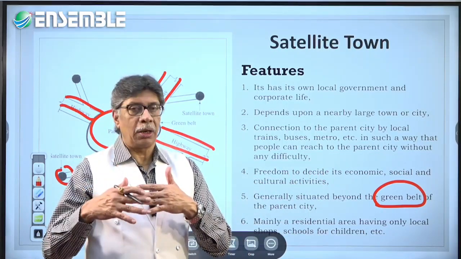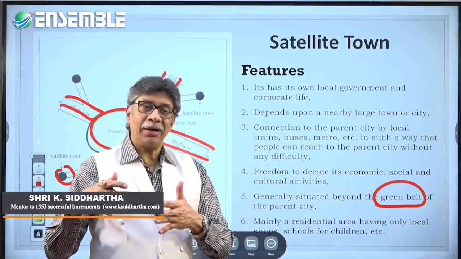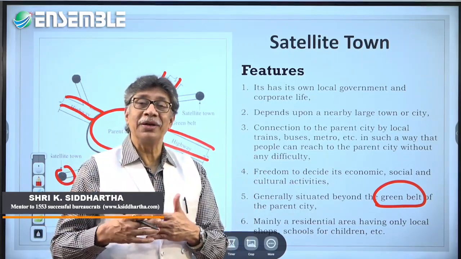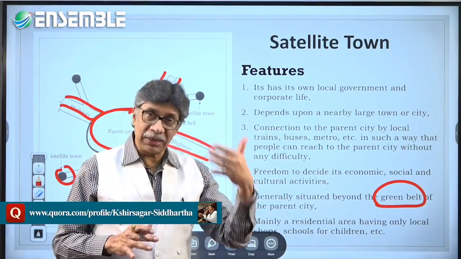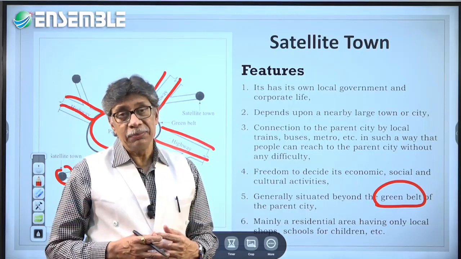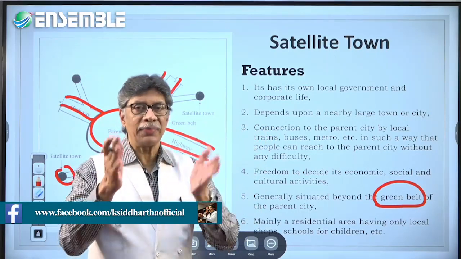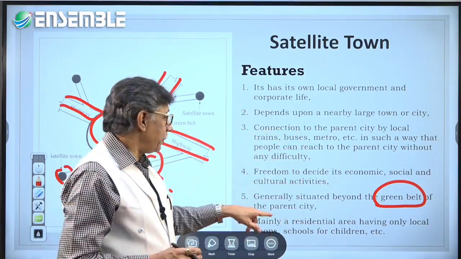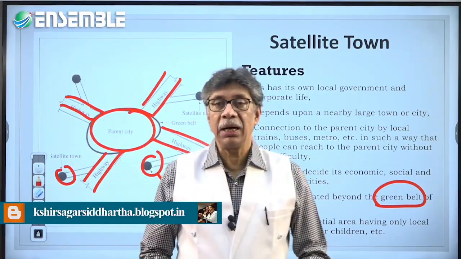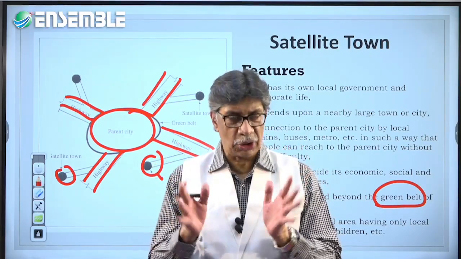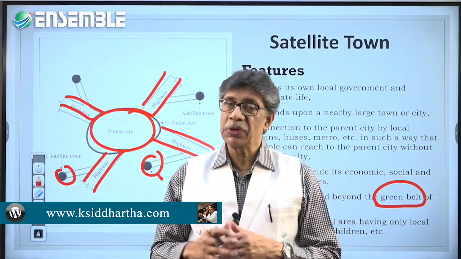Now, to be honest, Delhi and Noida do not have a green belt. Delhi and Gurgaon also don't have a green belt in a good number of patches, but there is some amount of it. Delhi and Faridabad definitely have a green belt in between. Of course, Gurgaon also has a green belt, but not along the highways. It is all in all very patchy in this case. This satellite town is mainly a residential area having only local shops, local schools, and facilities for children.